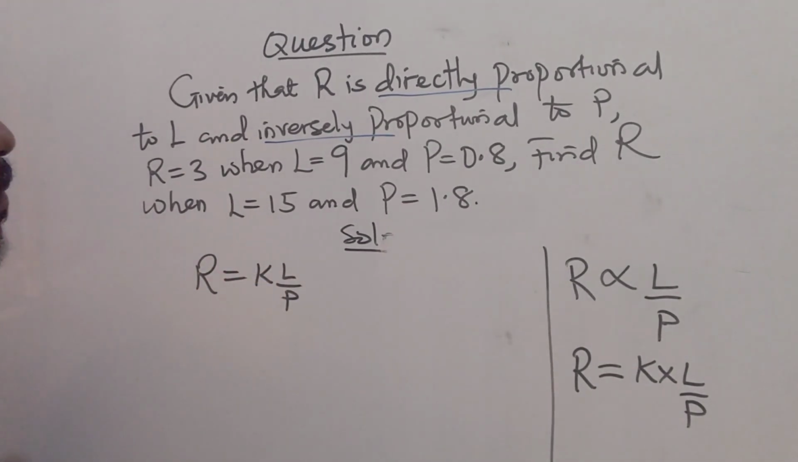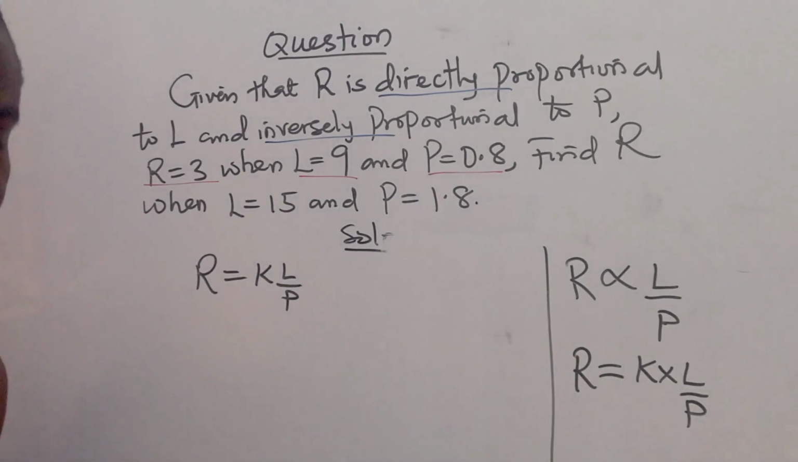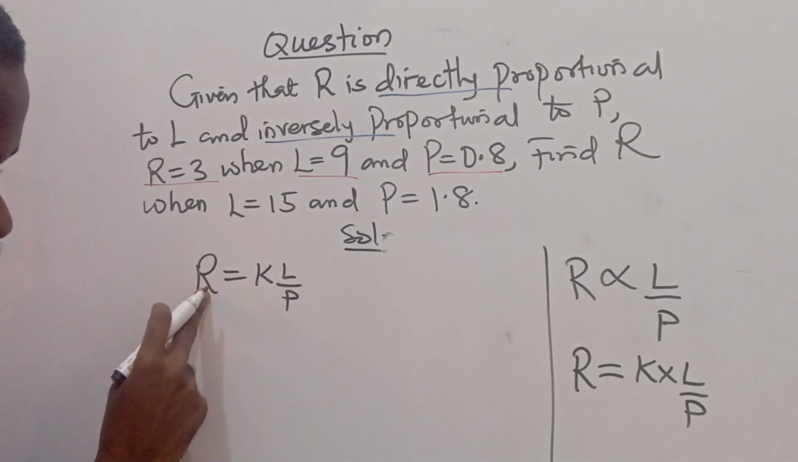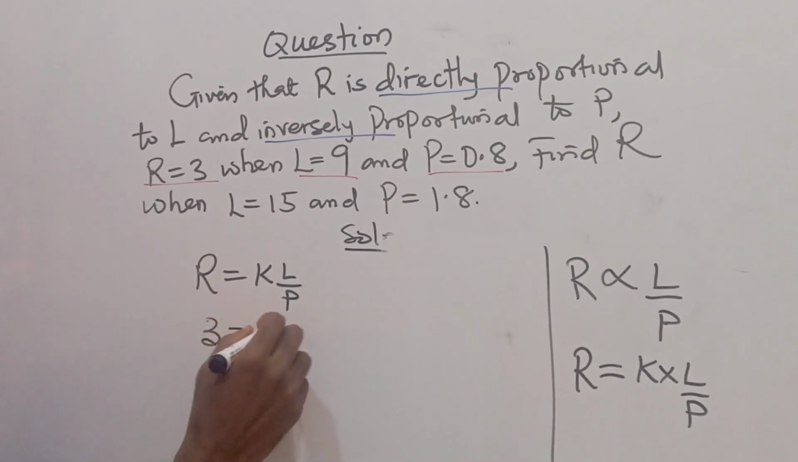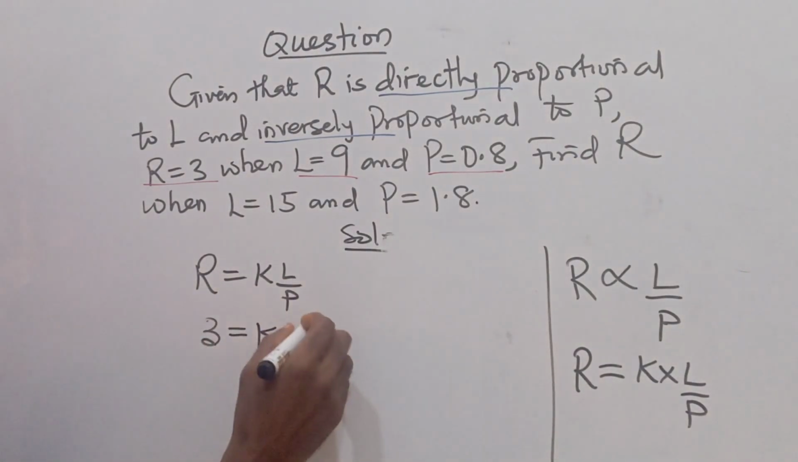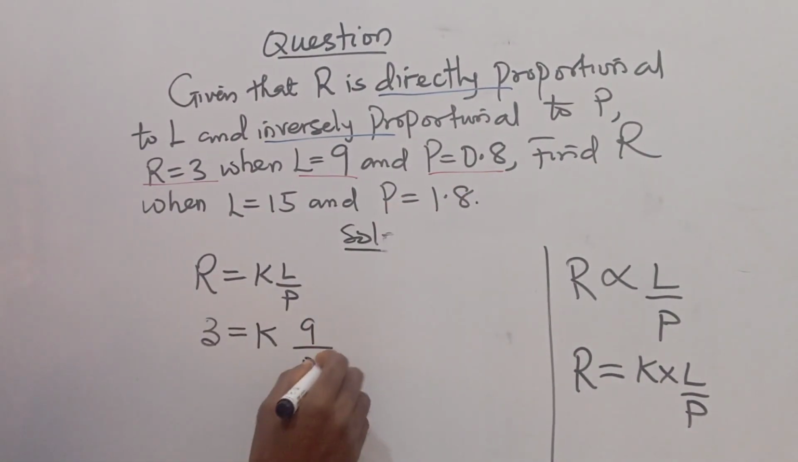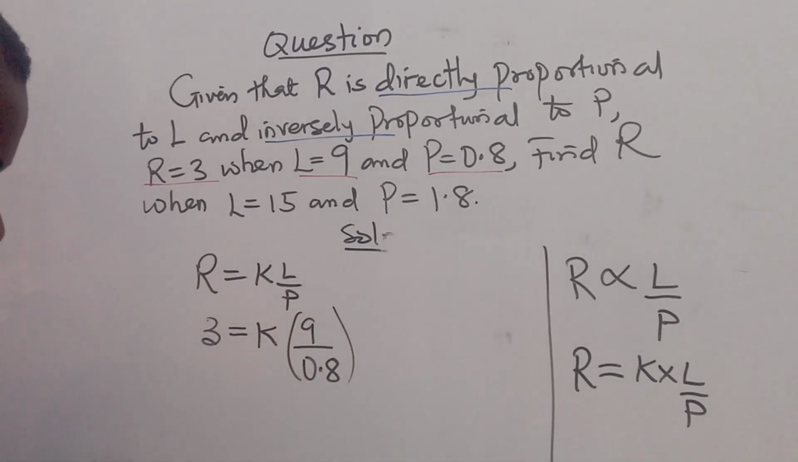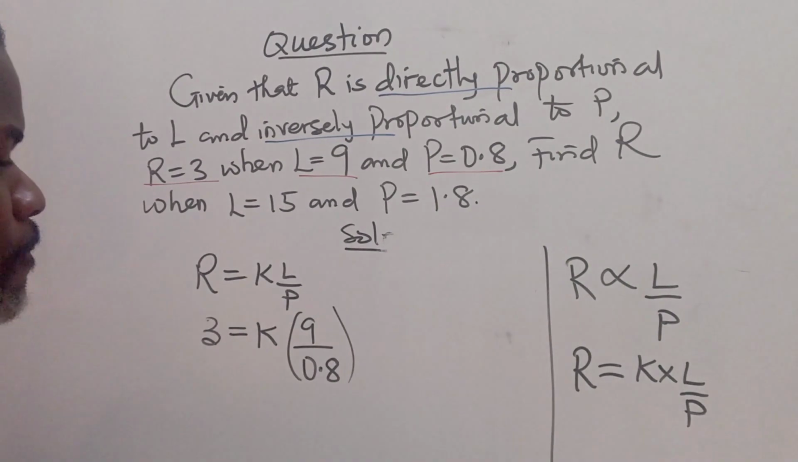Alright, but the question says when R is 3, L is 9, and P is 0.8. So when R is 3, I'm going to substitute R as 3. So 3 is equal to K, L is 9, divided by our P, which is 0.8. Okay, so having gotten that, we can now solve for K.